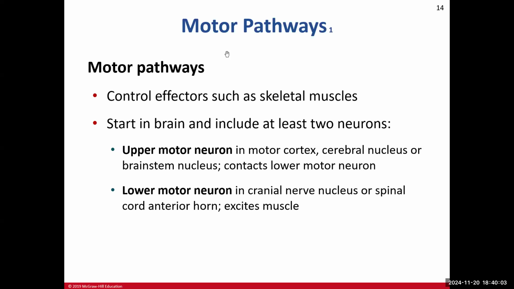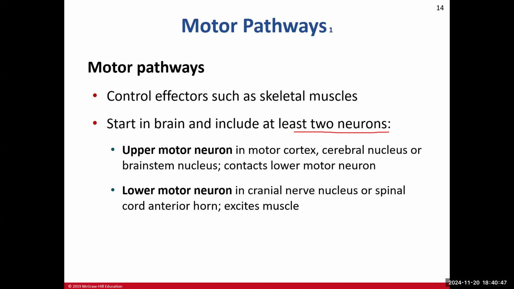So for the motor pathways, the same rule applies, y'all, for some of the common characteristics of our pathways: you're going to have at least two neurons. When we're discussing the two neurons in the motor pathways, we have an upper motor neuron and a lower motor neuron. One of those terms should be somewhat familiar to you, because remember in lab class, I was talking to you folks about the Babinski reflex. And I told you in an adult, if you get an abnormal Babinski reflex, you should immediately be thinking upper motor neuron lesion. So now we're going to talk about what the heck an upper motor neuron is.